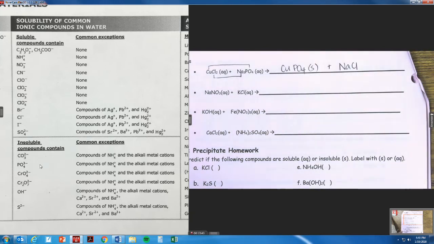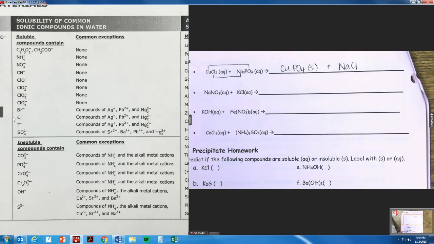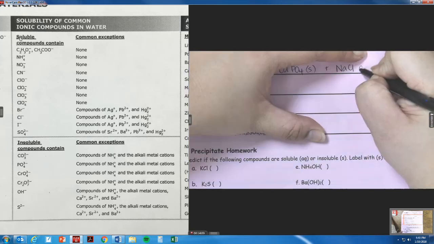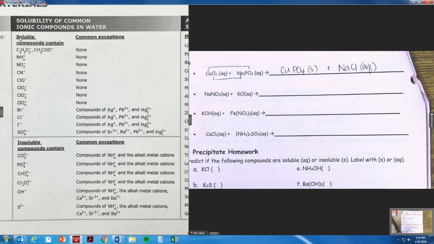Okay, and then sodium chloride. Sodium chloride, we are looking right here. We're looking at chloride, or chlorine. And sodium is not one of the exceptions, so it would stay soluble. Soluble would mean that we have an aqueous compound.